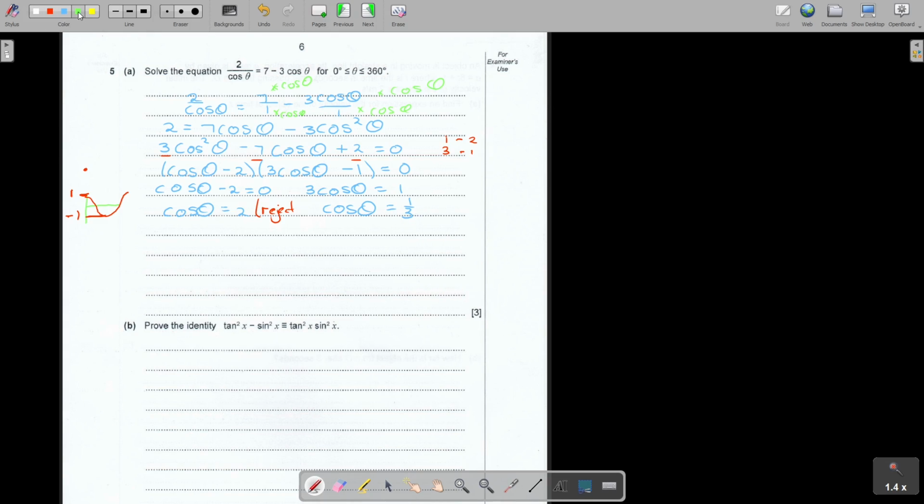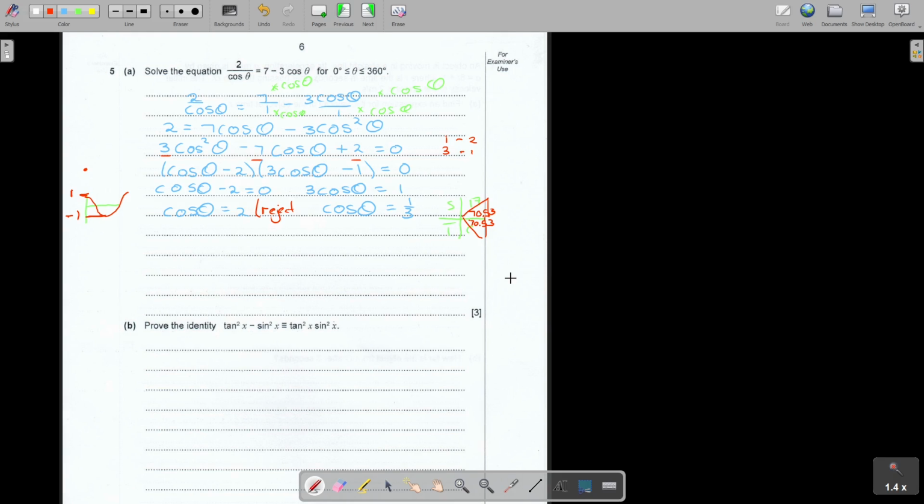So now I make my CAST diagram. Remember, where is it positive? Of course it's here, can you see? And here. Now I'm going to press on my calculator. So I press Shift cos 1 divide 3. Just make sure your calculator is on degrees. And make it 2 decimal places, because you must give the answer at the end to 1 decimal. So I get 70.53.